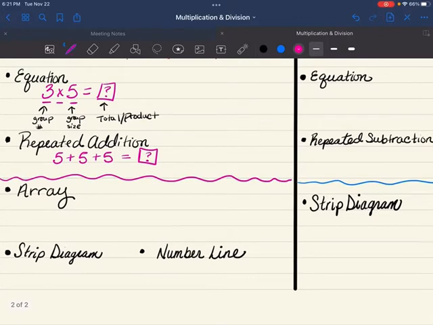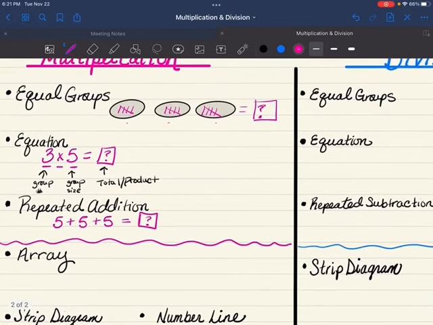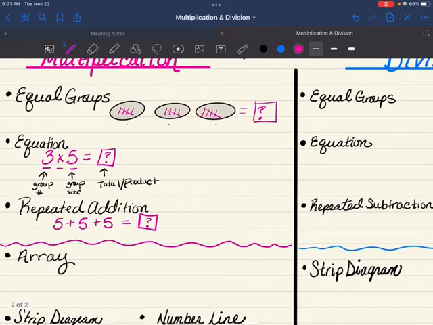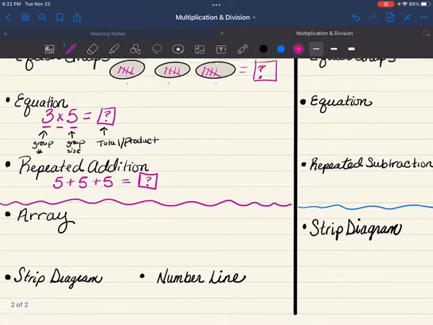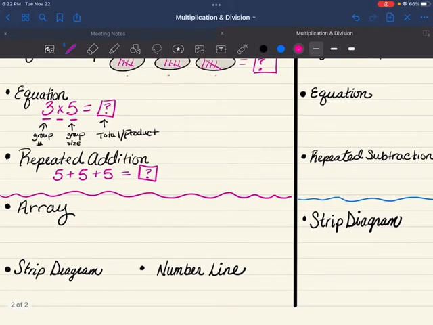Now I drew a line between the top strategies up here, equal groups, equation, and repeated addition, because I felt like those were the ones that we would probably be most familiar with, or the ones that I feel like the kids will maybe pick up the fastest or be able to help them with story problems. The ones below, I think that you will have to be a little more familiar with to be able to use these to solve.